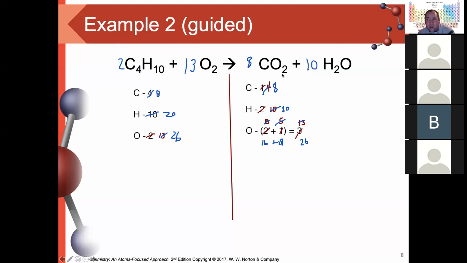Any questions about this example? I don't have any. Okay, let's move on.